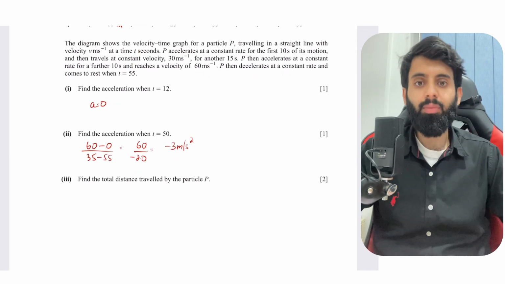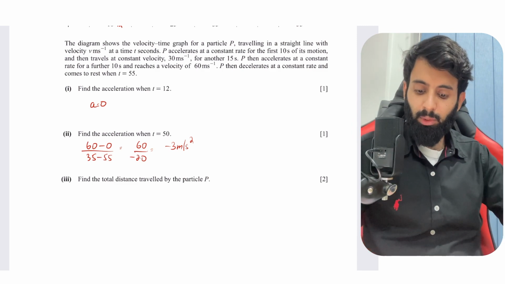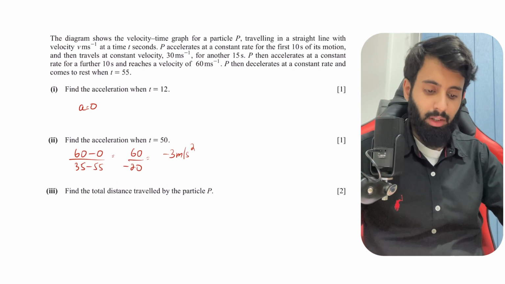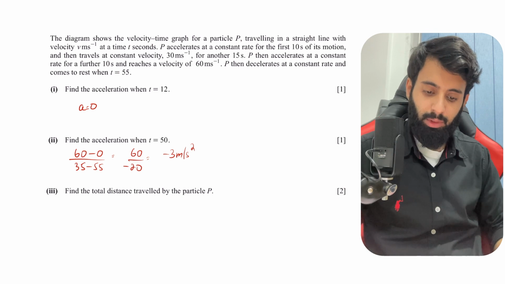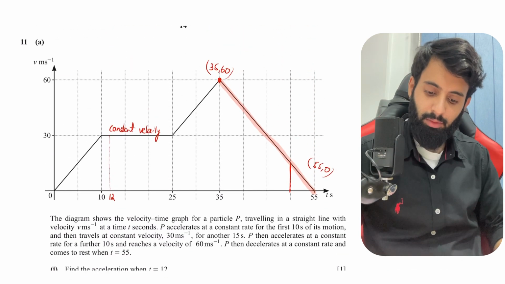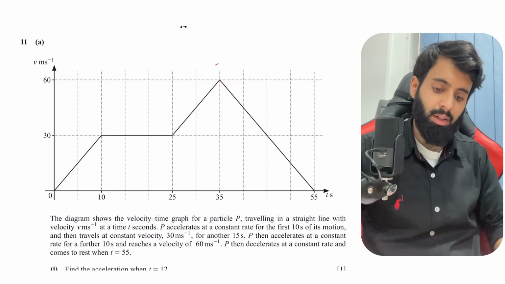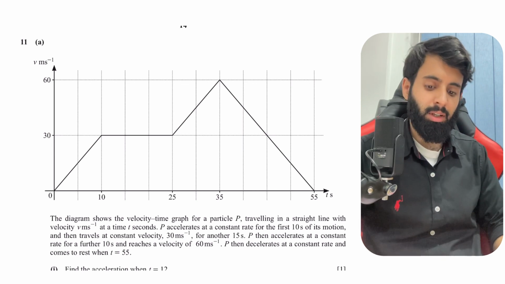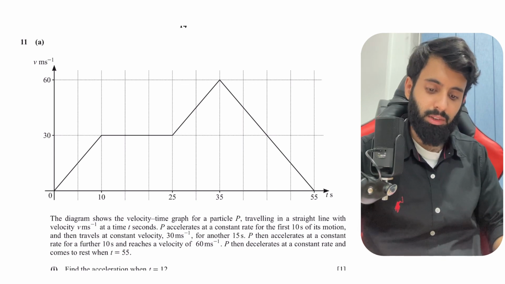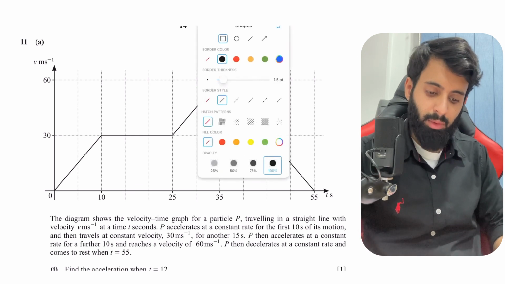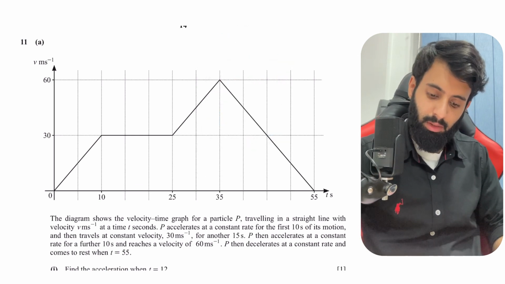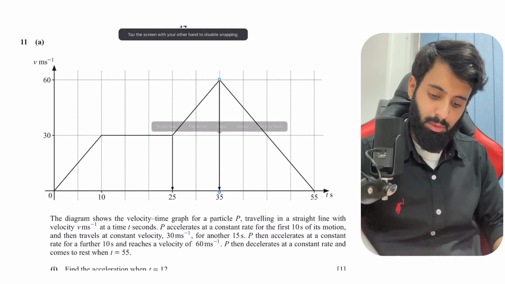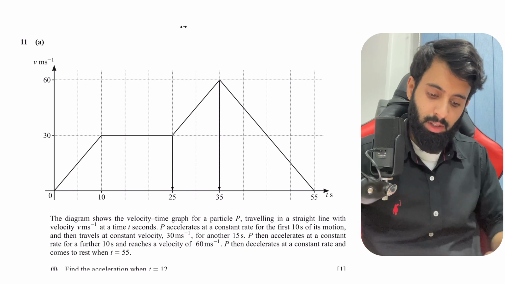Then it says find the total distance traveled by the particle P. In order to find the total distance, we have a velocity time graph. From prior knowledge, we know that it is the area under the velocity time graph that gives you the total distance. Now how do we find the area? Well, we can't do it directly, but we can do it in bits and pieces. So we'll have to divide our shape into 2 trapeziums and 1 triangle.